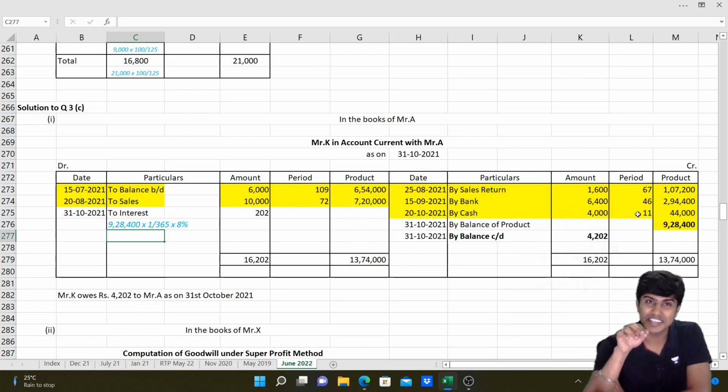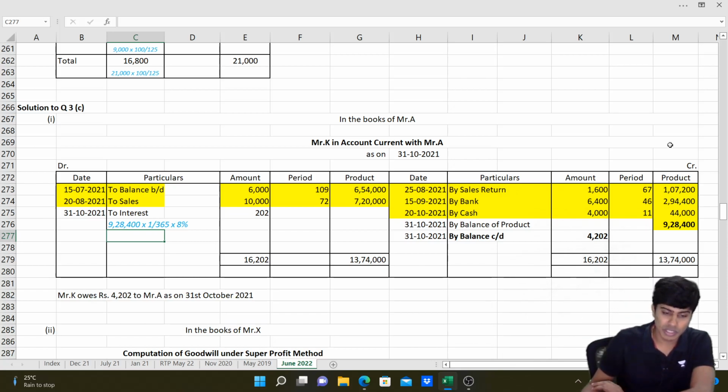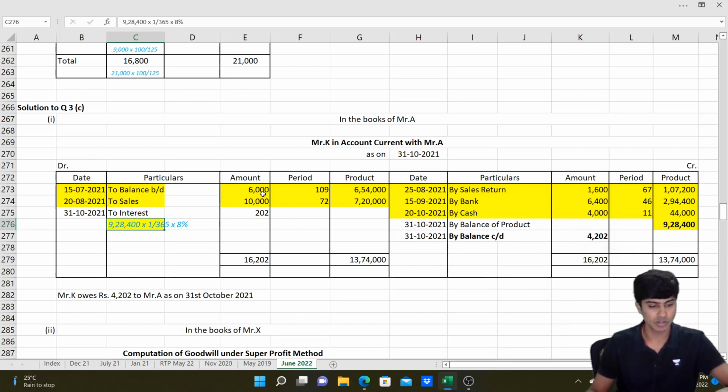It is 109 days. So 109 days, if you have to write in terms of years, we need to write 109 by 365. 72 days in terms of years is 72 by 365. So instead of doing here 109 divided by 365, 72 divided by 365, 80, 67 divided by 365, what will we do? We'll find the total product and once for all we'll divide by 365. That's what we did, and the interest comes to 202.